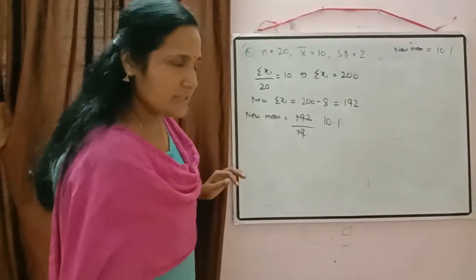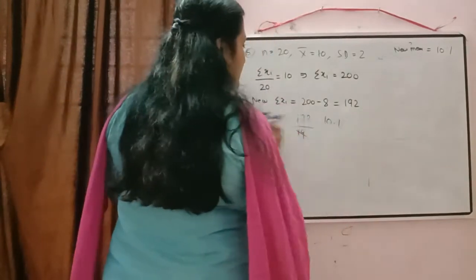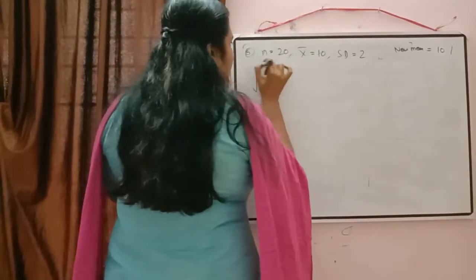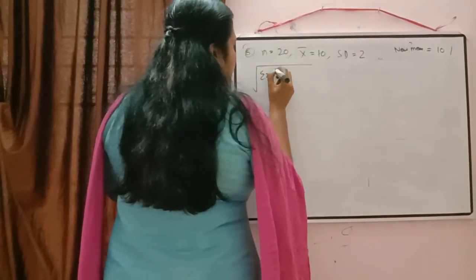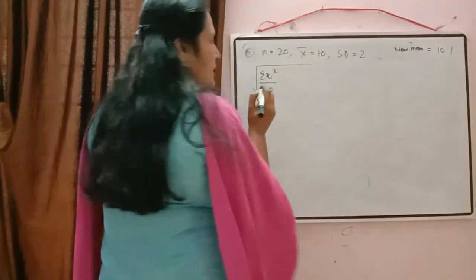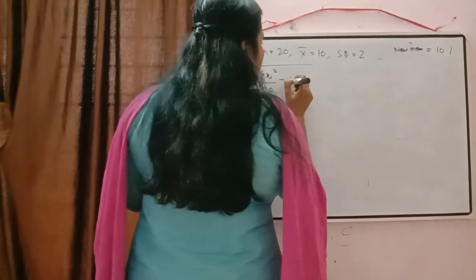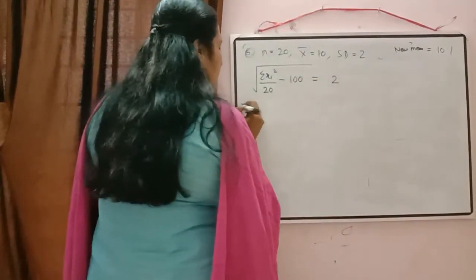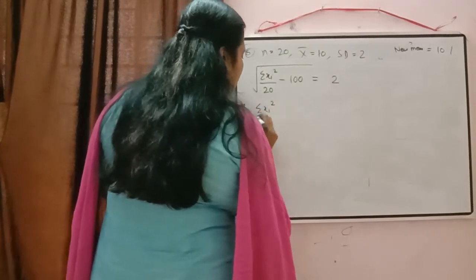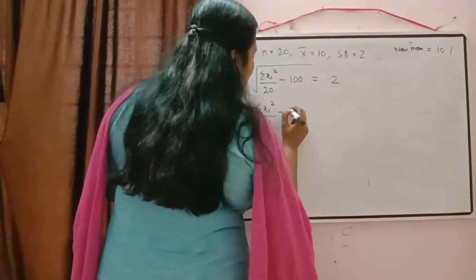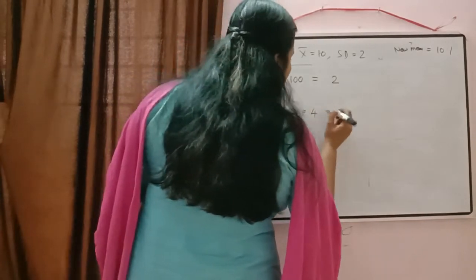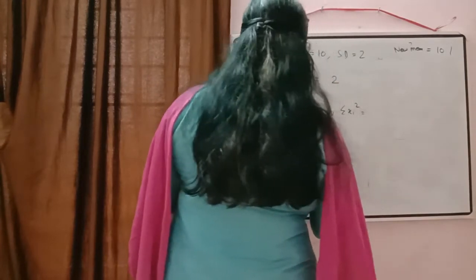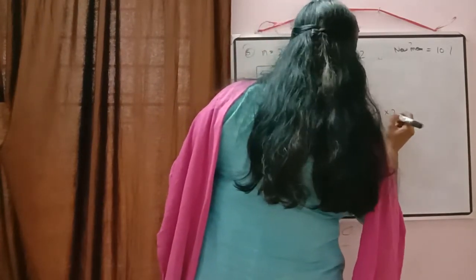Now we can check what change will come in the standard deviation. First we can write down the formula for standard deviation, that is square root of sigma xi square by n minus x bar square. In place of n we have 20. So we'll get 100 is equal to 2. Now to avoid the square root, squaring both the sides, we'll get sigma xi square by 20 minus 100 is equal to 4. Now we can shift this 100 there.